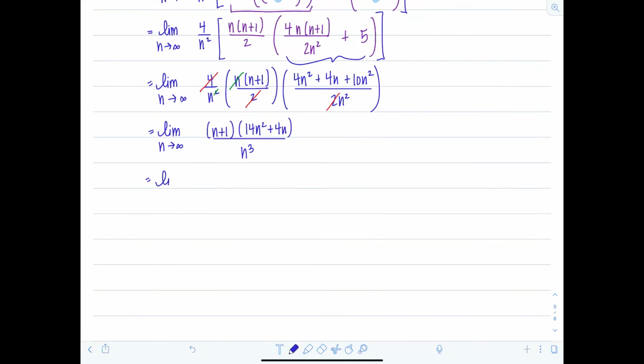So this is the limit as n approaches infinity. Multiplying out the numerator, we'll have 14n cubed plus 18n squared plus 4n over n cubed. Degree of the numerator equals degree of the denominator, so you're just going to take the ratio of the leading coefficients, 14 over 1, which is 14. And voila, we are done.